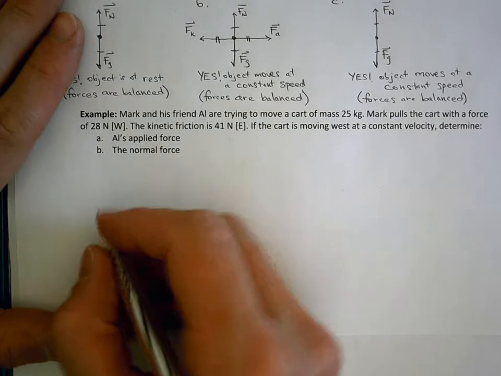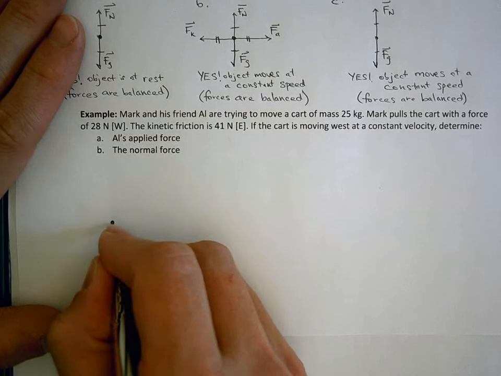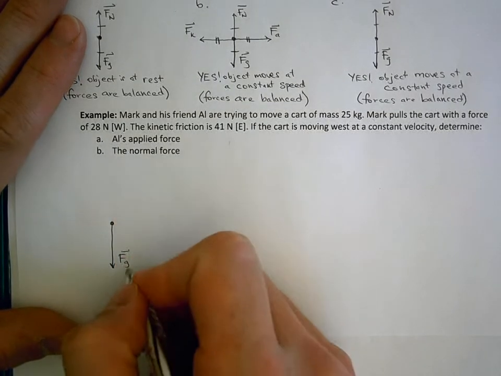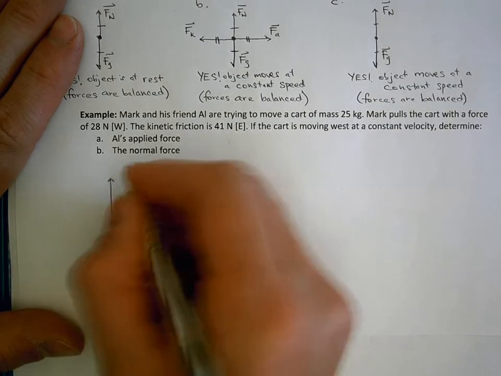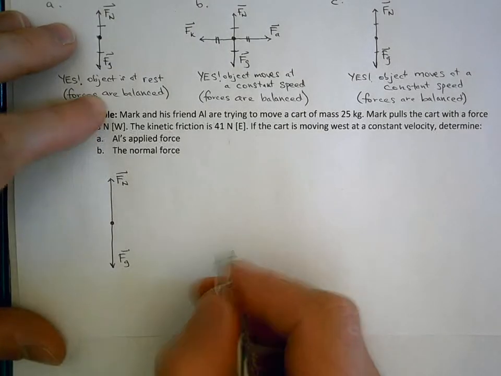Okay, well, let's start with the free body diagram. That's my most important thing. The first thing I know is that there's a force of gravity on my cart. I also know that the force of gravity is balanced by a normal force because the cart is on a surface.